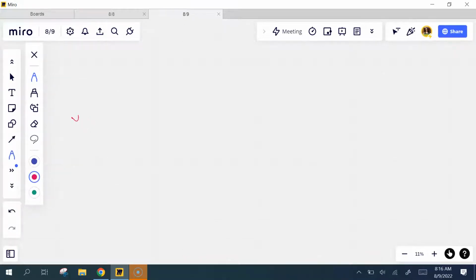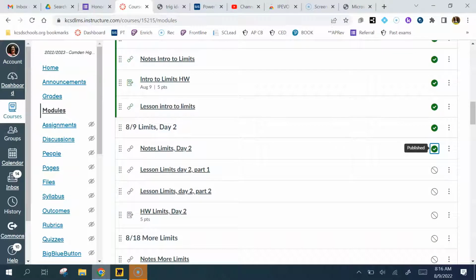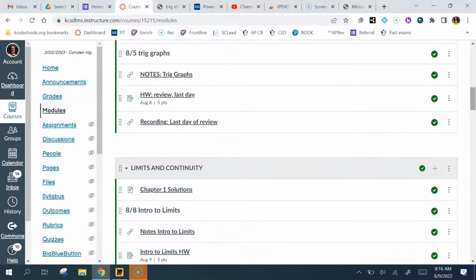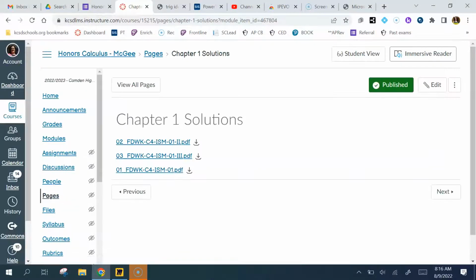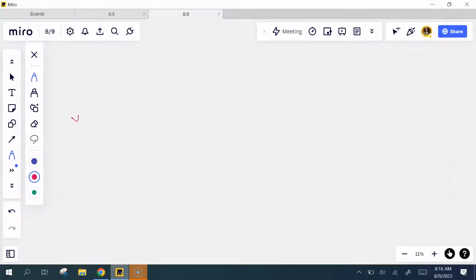Did y'all see the solutions I posted too? Did I post them from the old book? Okay, I posted the wrong solutions. I'll get the right ones posted. I'm sorry. They'll remind me at the end of class, and I'll do that.